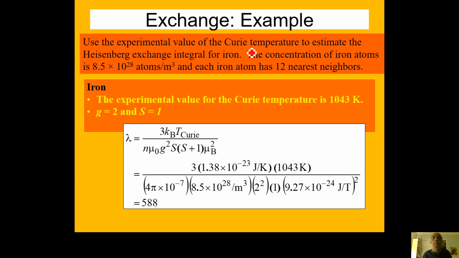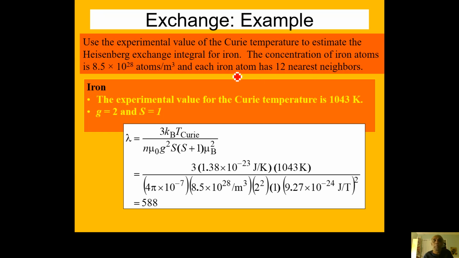Now let's do a couple of examples. Use the experimental value of the Curie temperature to estimate the Heisenberg exchange integral term. That means we are calculating lambda or your J value, the exchange integral. The concentration of iron atoms, N, is given as 8.5 times 10 to the 28. It has 12 nearest neighbors, so C is 12. How do you do this?